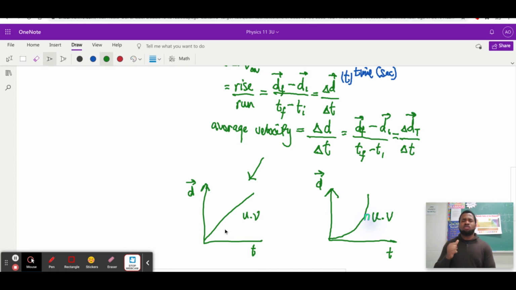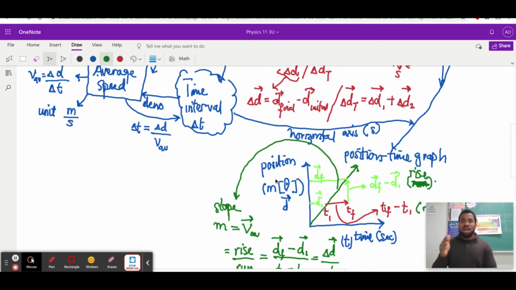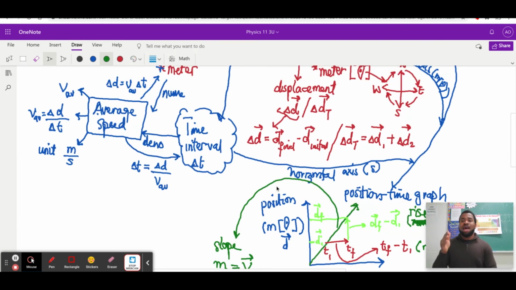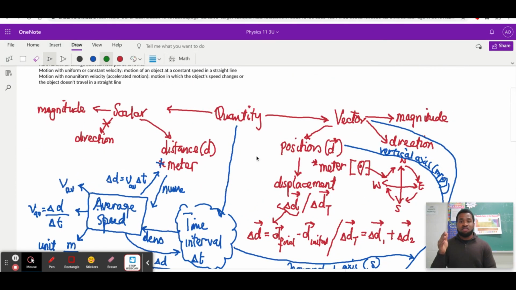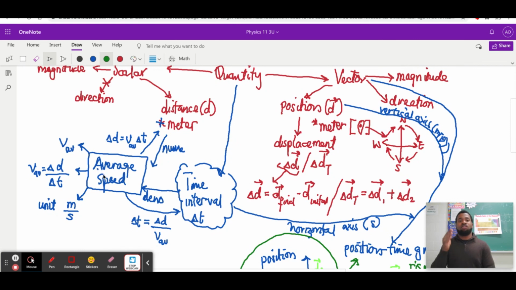So thanks for following me through this long video. I hope you're able to understand this connection between average velocity as a vector with that of the position and time graphs, and this in comparison to the scalar quantity, which is related to the average speed when we are connecting our distance with the same time interval.